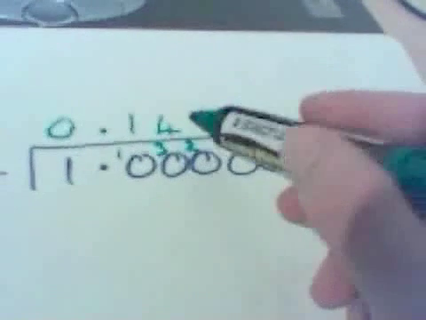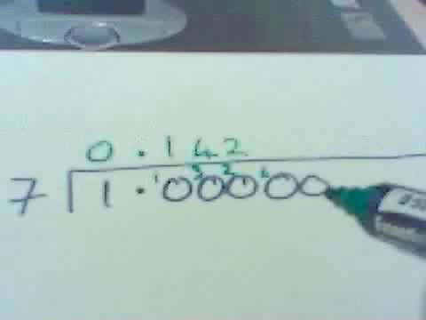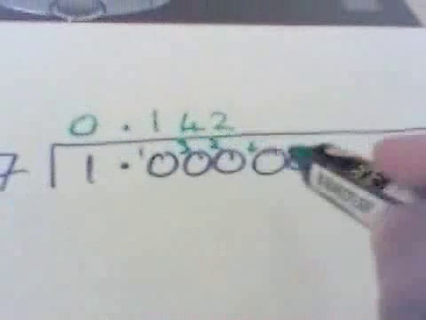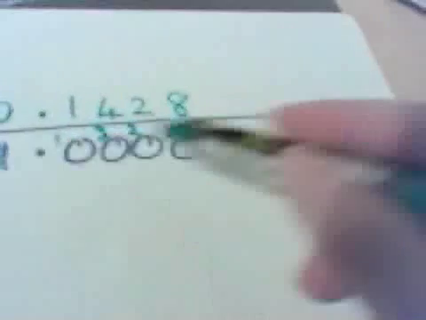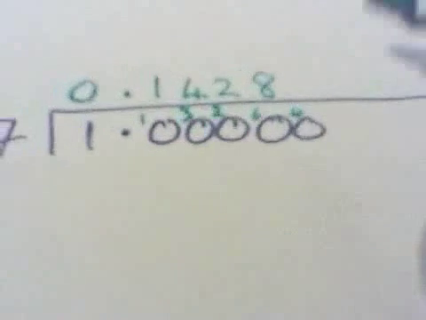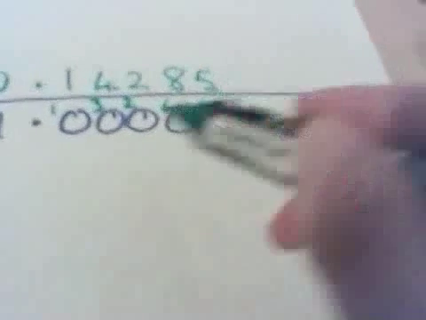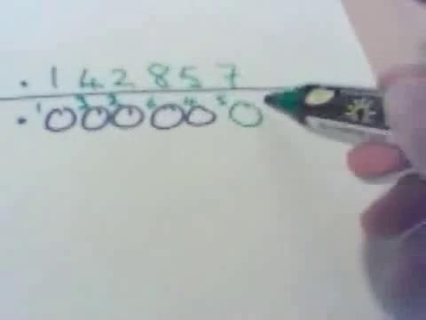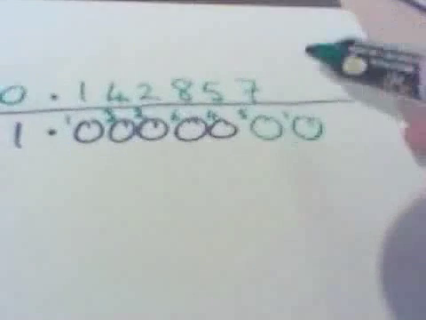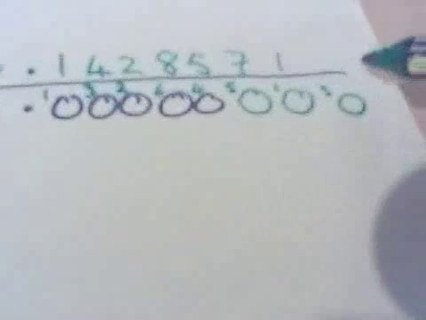7's into 20 will go twice, that's 6 left over. 7's into 60 will go, come on, do this, I don't want to do this all on my own. 7's into 60 will go 8, 4 left over. 7's into 40 will go 5 and 5 left over. 7's into 50 will go 7 and 1 left over. 7's into 10 will go once and 3 left over. 7's into 30 will go 4.